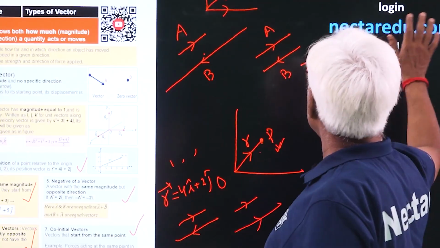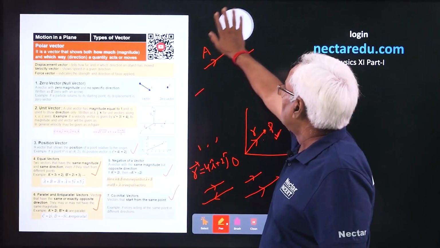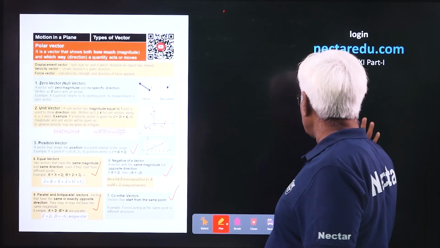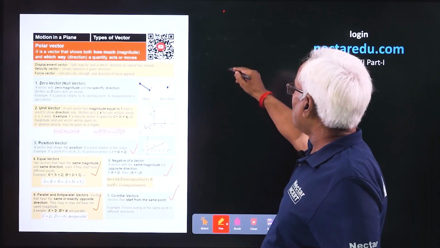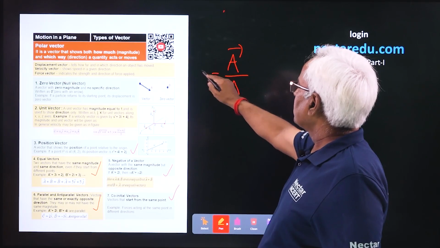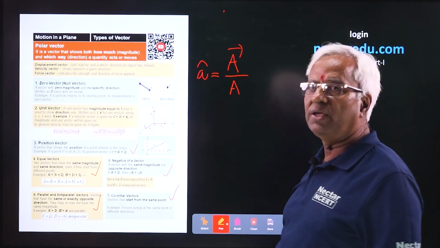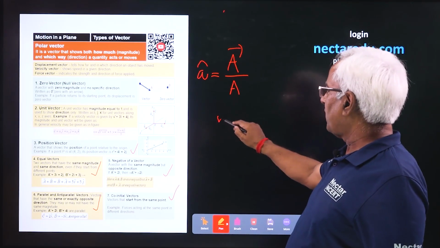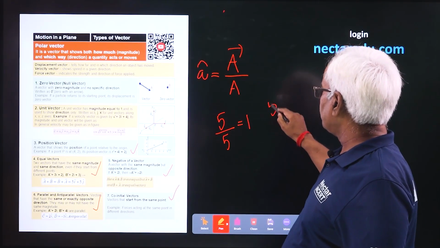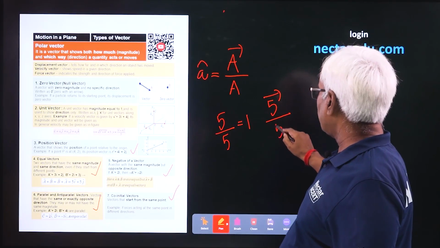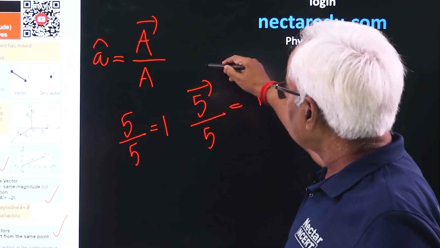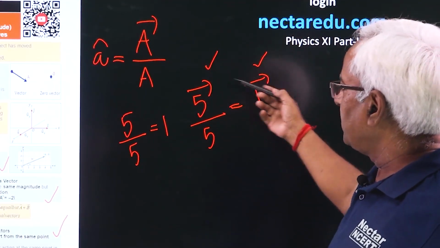And now what remains to be discussed is only the unit vector. You see, any vector having the magnitude 1 shall be known as unit vector. This is the way. Because when 5 divided by 5, you get 1. And the same thing if it is vector 5 divided by 5, this is vector 1. Binding is here that both shall be in the same direction.